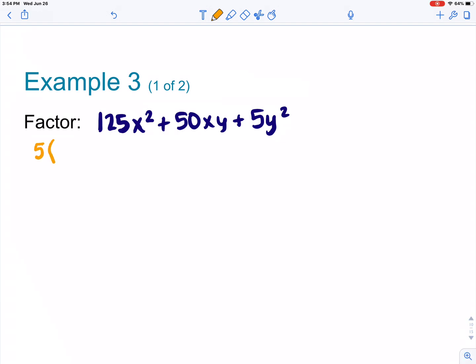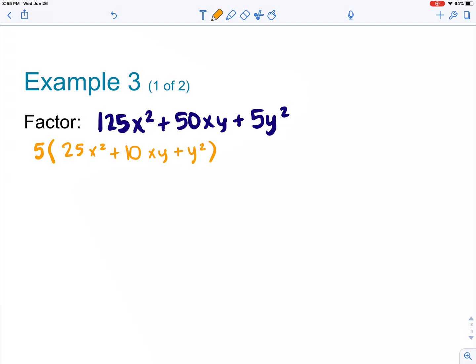So 125 divided by 5 is what? 25. So 25x squared. I'll erase my doodle there. Let's see. 50 divided by 5 is 10xy. And 5 divided by 5 is 1. So then I just have y squared. All right, so then I look at it and go, okay, well, I got 3 terms. I got a trinomial in here.